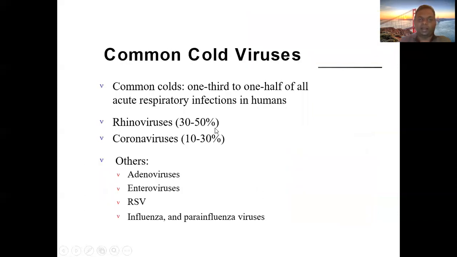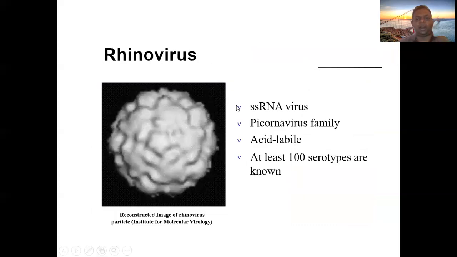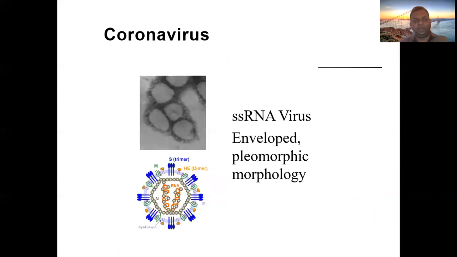So what are the other viruses which cause common cold? Rhino, corona, adeno, enterovirus. As I said earlier, any virus can cause common cold. About rhinovirus, it's a single-stranded RNA virus in the picornavirus group. It's acid labile. At least 100 serotypes are there. It's very difficult to develop a drug as well as a vaccine.